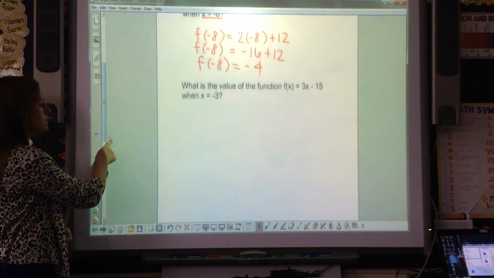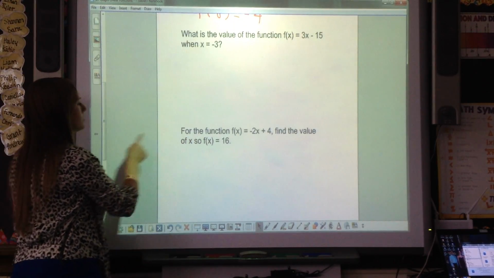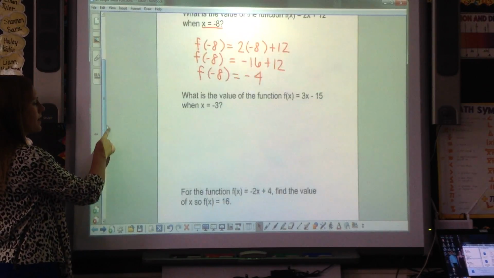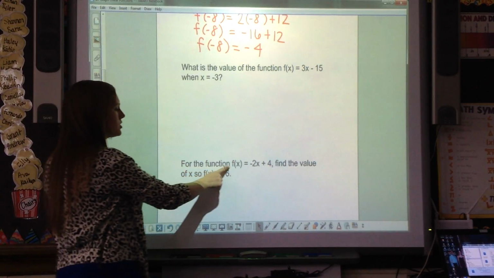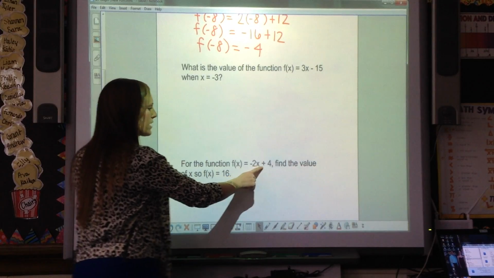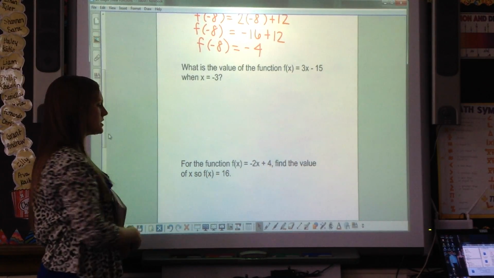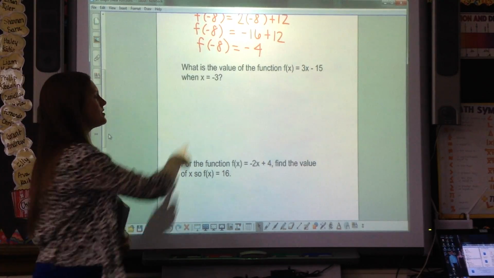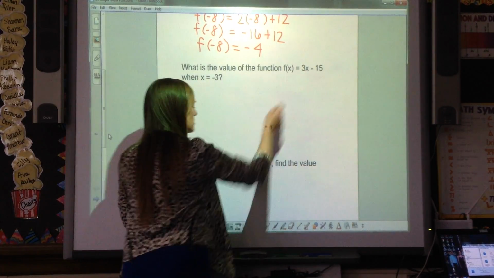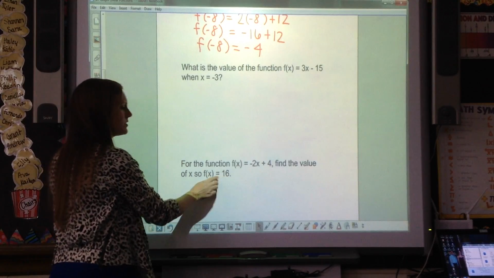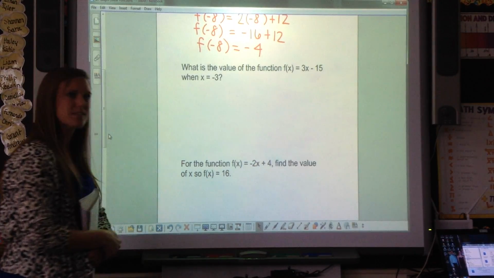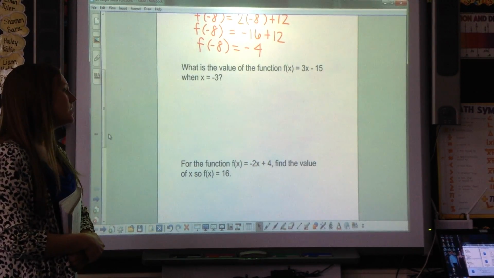Okay. Here's another problem. This one's going to look different than our last one. It says, for the function f of x equals negative 2x plus 4, find the value of x, so f of x equals 16. They're not asking us to plug in x into the equation anymore. It doesn't say x equals 16. I'm not going to plug 16 into x. That's not what it's asking.